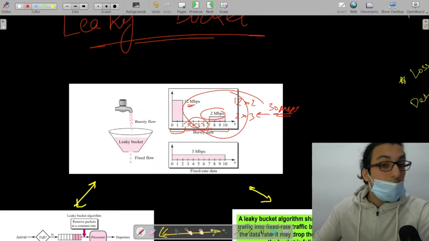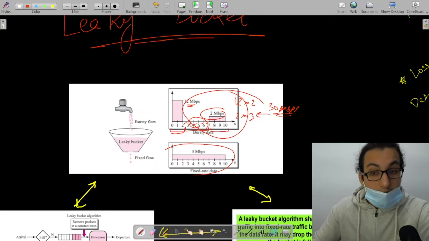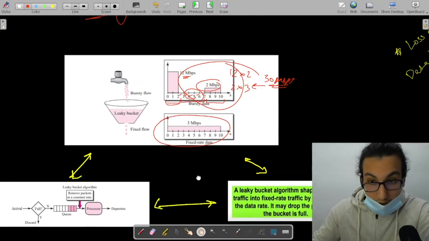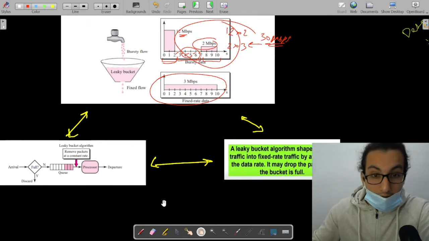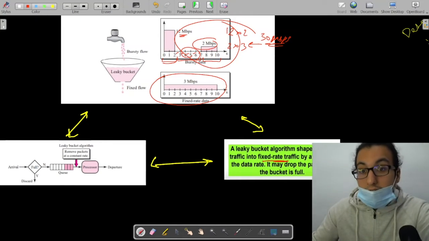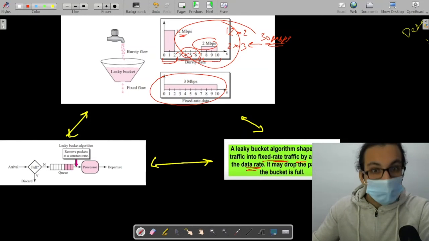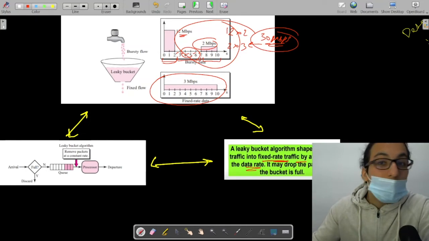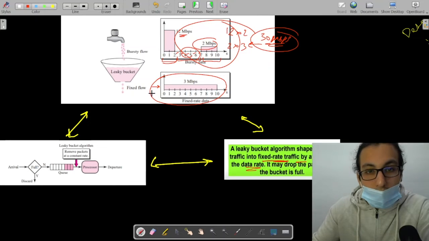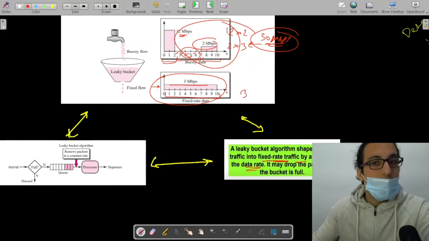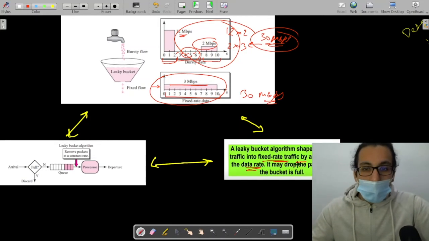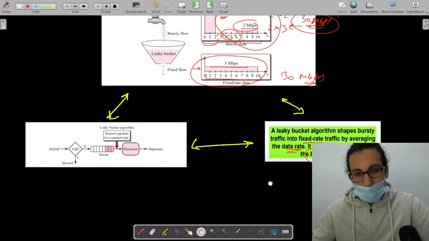Then what leaky bucket does is that it shapes the bursty traffic into a fixed rate traffic by averaging the data rate. As we can see here, we had 30 MB, and here we are processing the data at 3 MB per second for 10 seconds. So we again have 30 MB. But there's one drawback. It may drop the packets if the bucket is full.